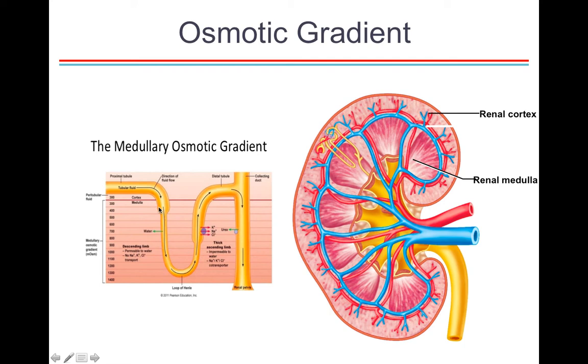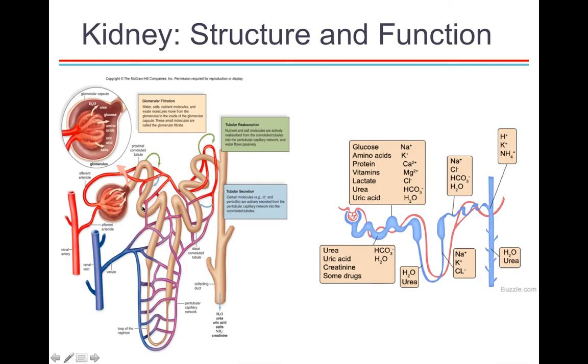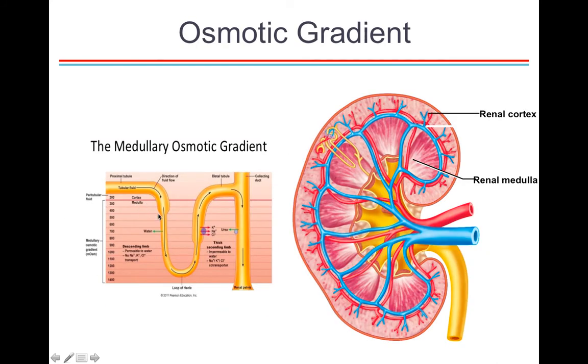And as you go up, I want to point out that the loop of Henle is completely located in the medulla. The proximal convoluted tubule and the distal convoluted tubule traverse both the cortex and the medulla. So I just wanted to highlight that to you. And the osmolarity in the cortex is the normal 300 milliosmoles, which you find throughout the body. But as you go deeper in the medulla, the osmotic gradient increases all the way up to about 1400 milliosmoles at the bottom of the loop of Henle.